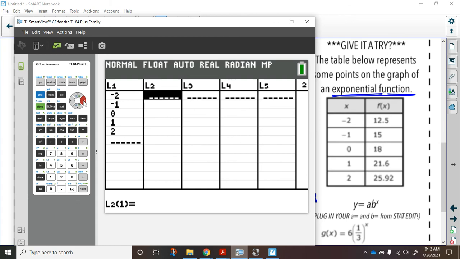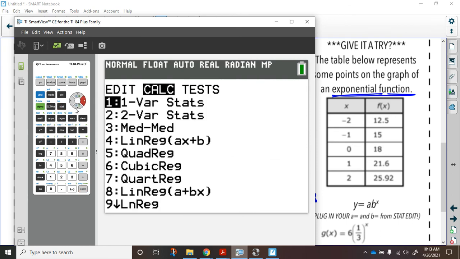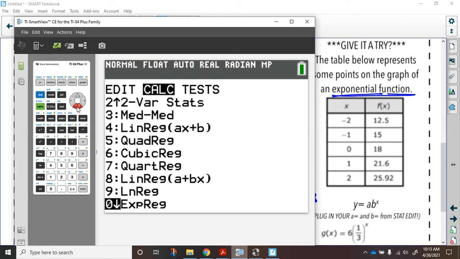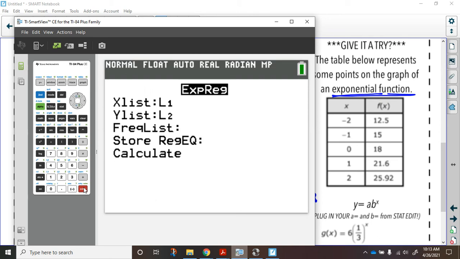We have 5, 15, 18, 21.6, and 25.92. So for this one, we're still going to use StatCalc. So StatCalc, and we are going to scroll down, it's a little bit further down, but to 0 where it says EXP. So because this is an exponential function, we use EXP and press enter 5 times.